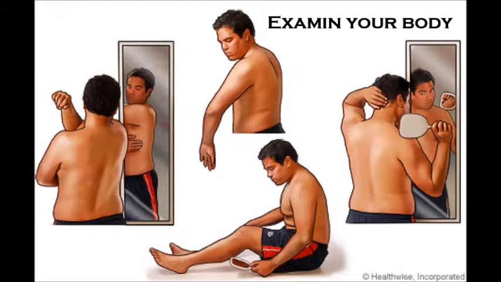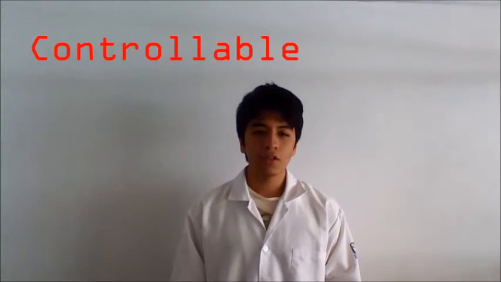changes of any kind. I'm going to talk about risk factors of osteoporosis. Osteoporosis means having porous bones. It occurs when the formation of new bone doesn't keep up with the removal of old bone. There are two types of risk factors, controllable and non-controllable. The controllable are the ones that we can avoid or change.